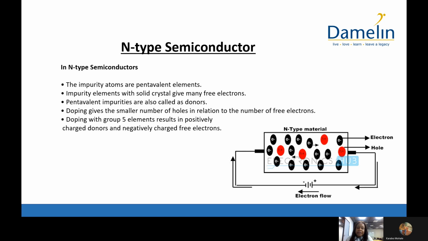So doping is when we add an impurity to the semiconductor. Doping gives a smaller number of holes in relation to the number of free electrons. And when we dope with a group 5 element, it results in a negatively charged circuit. So basically we have more electrons than we have holes. Okay.